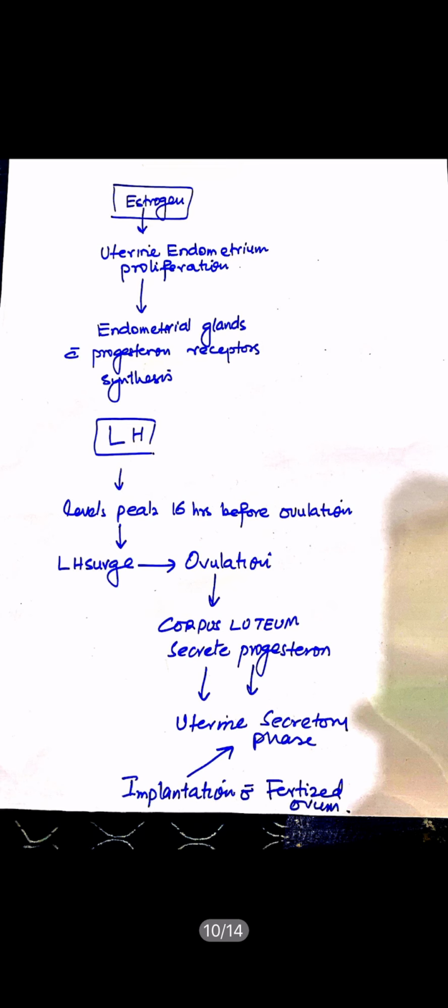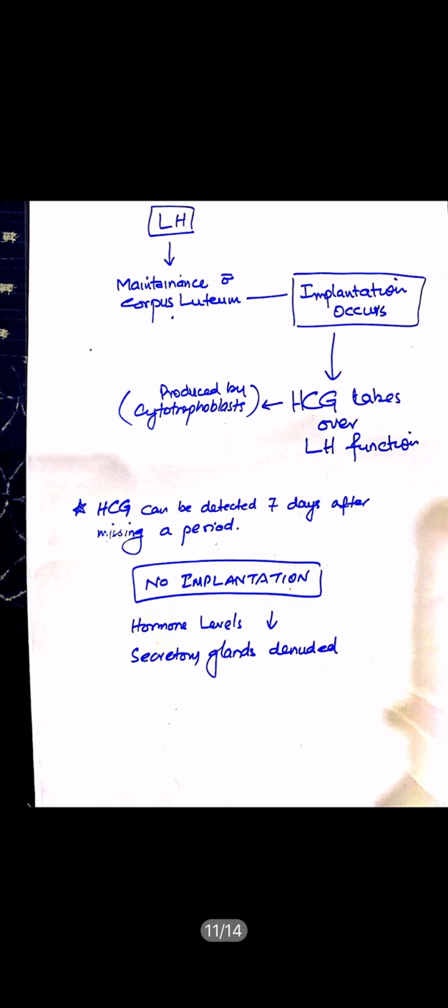There is an LH surge, which we already told you. Then there is ovulation. After ovulation, the corpus luteum secretes progesterone. There is a uterine secretory phase. Now, where will it go? If there is implantation of a fertilized ovum, there is a different line of action. That is, LH acts on the maintenance of the corpus luteum.